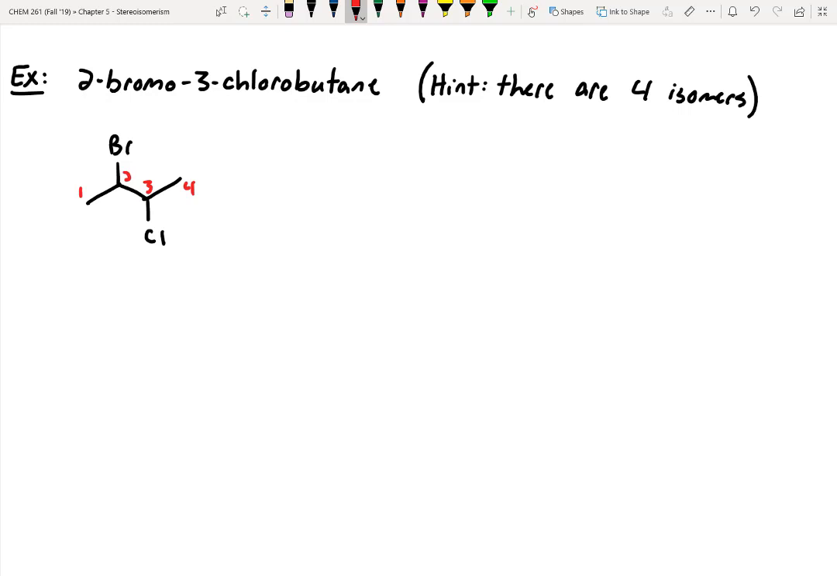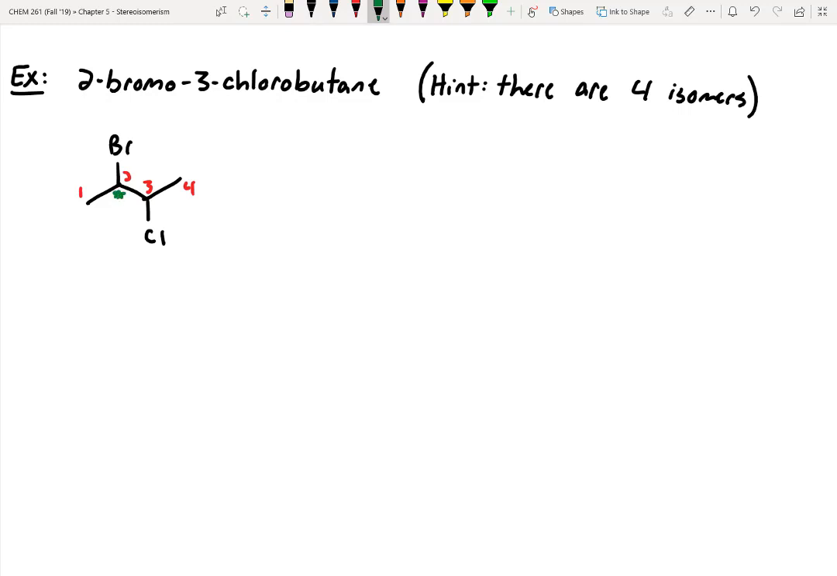All right, so let's try to work through the structures just as a class, and then we'll try to answer all of the other questions next. What I like to do with situations like this is ignore dashes and wedges at first. So I've just drawn the bond line structure for 2-bromo, 3-chlorobutane. Easy enough. Now we want to figure out all of the possible isomers.